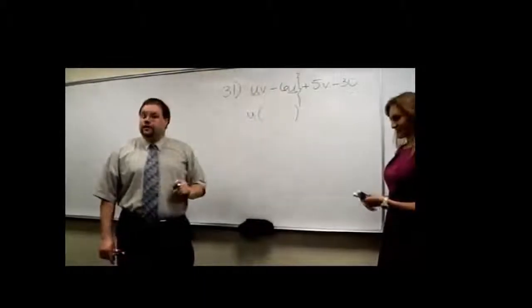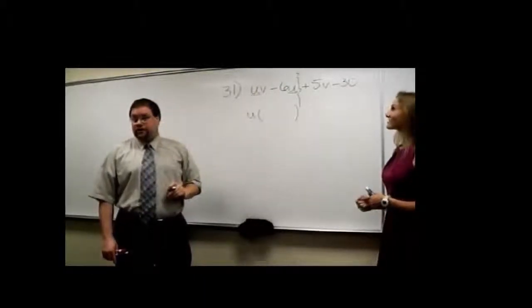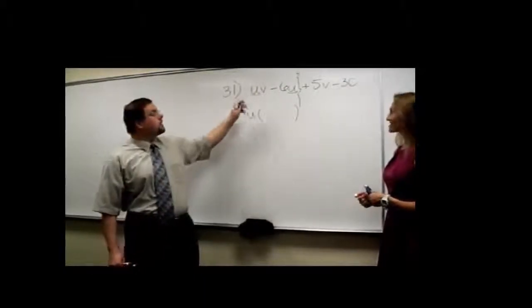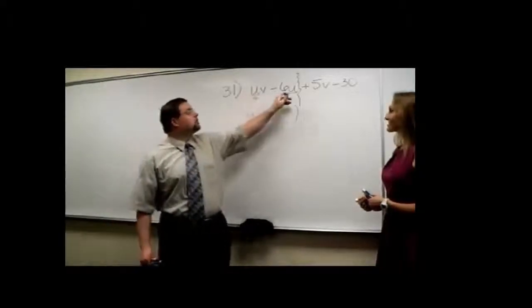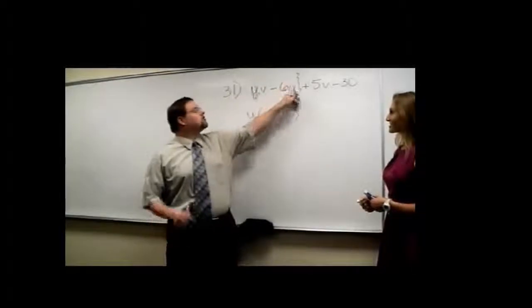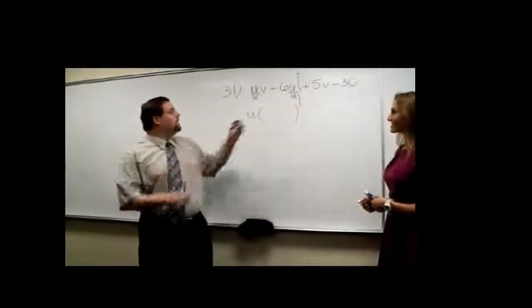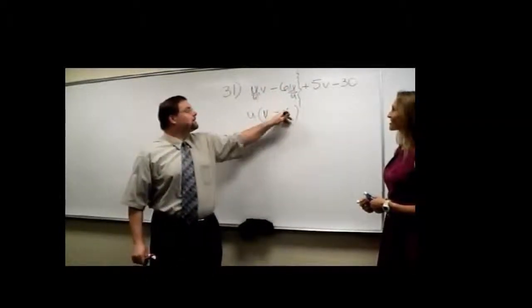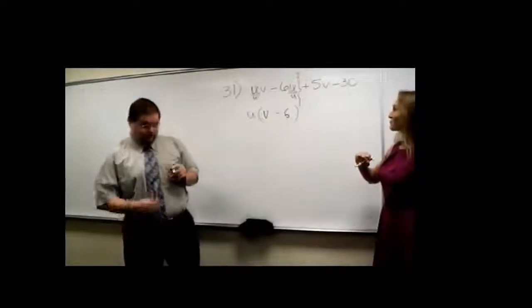And factoring really means division by the GCF. So I'm going to factor out the u. That means you're dividing each term by u. So the u here cancels, the u here cancels, and I am left with v minus 6. And Professor Watson will do the second part.